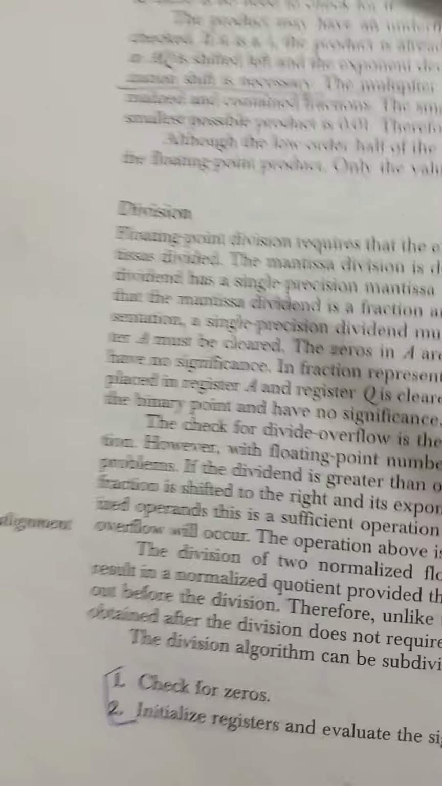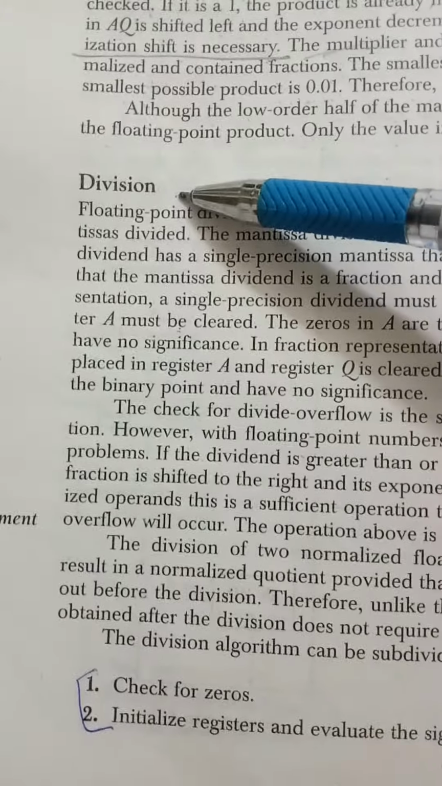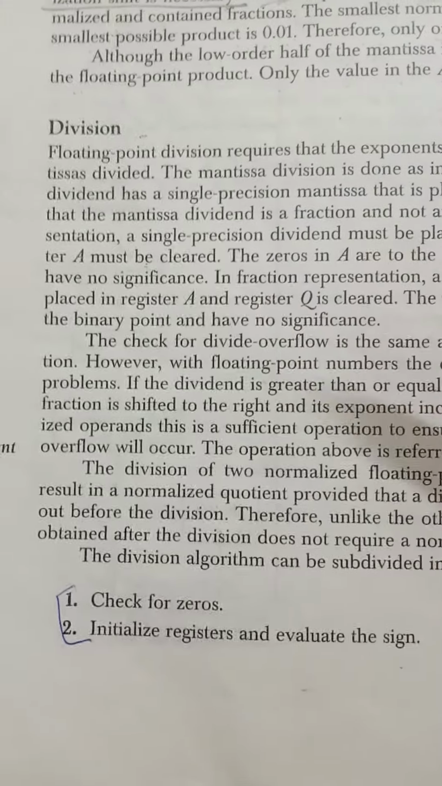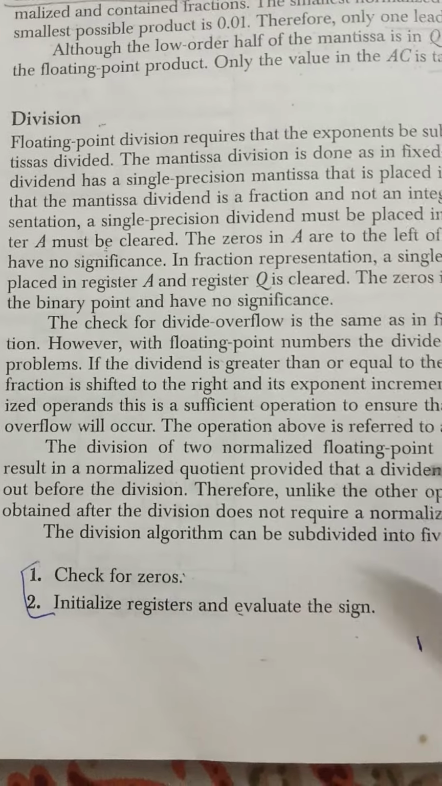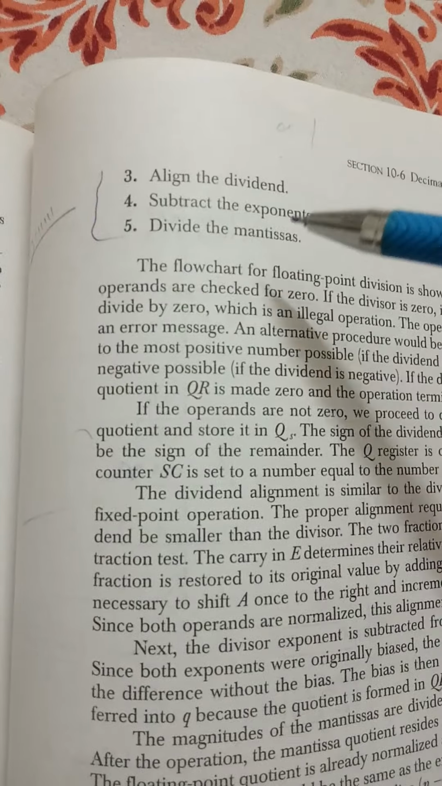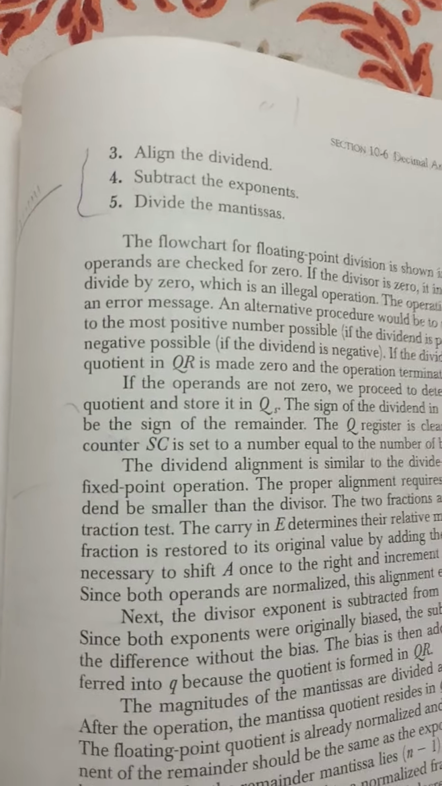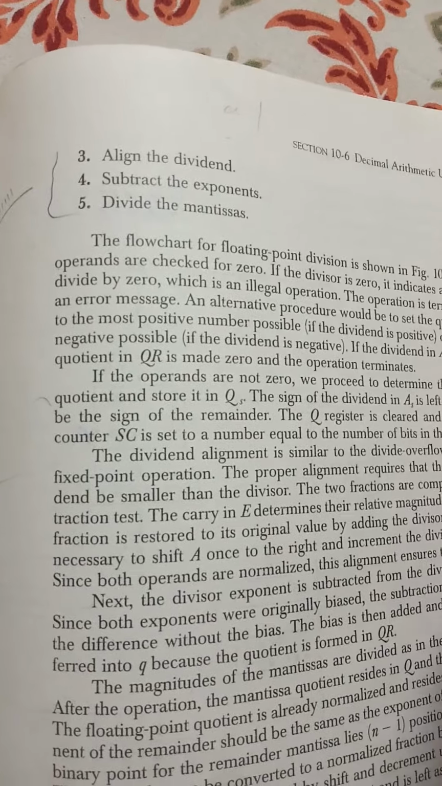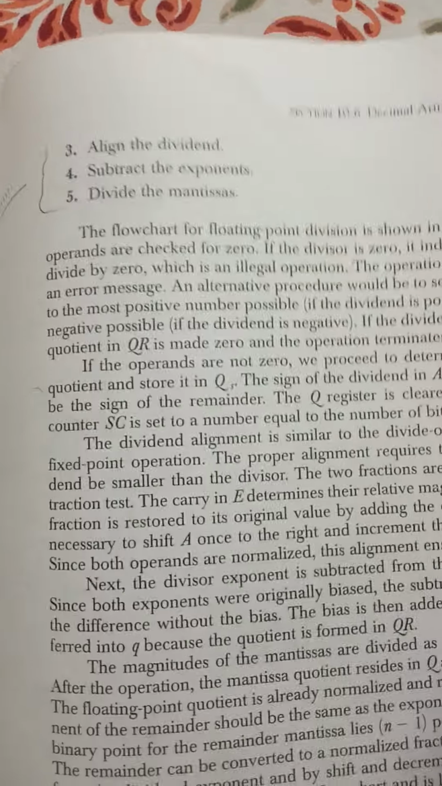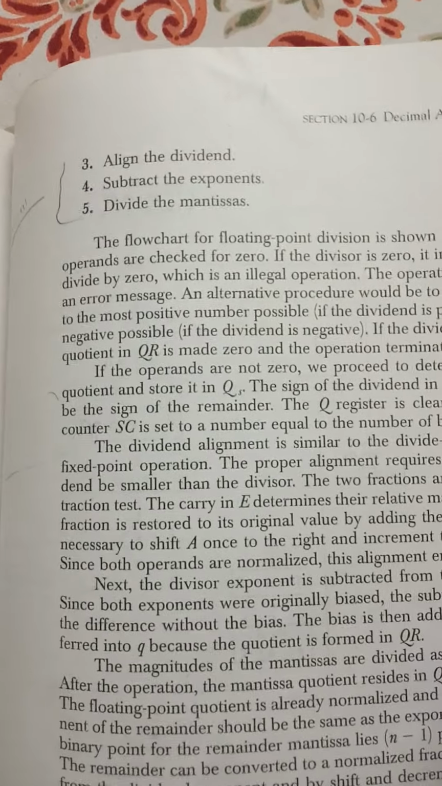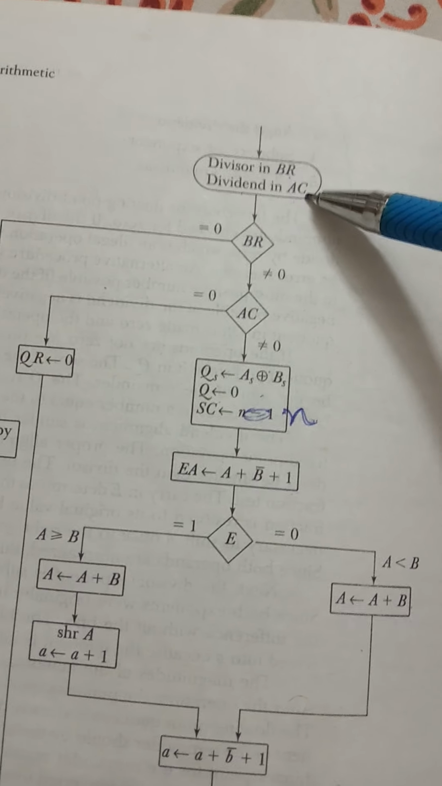Dear students, now we take up division operation on floating point numbers. So here are the steps. Check for zeros, initialize the registers and evaluate the signs, align the dividend, subtract the exponent and divide the mantissa. So when we divide two numbers which are given in form of mantissa and exponent, then exponents are subtracted and mantissa is divided. So here you see the flow chart, the divisor in BR register and dividend in AC register.